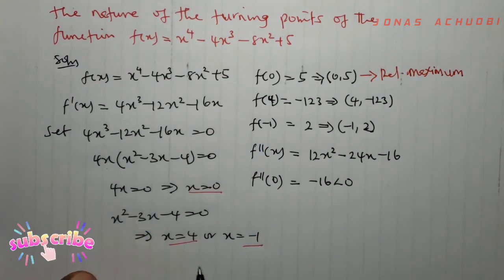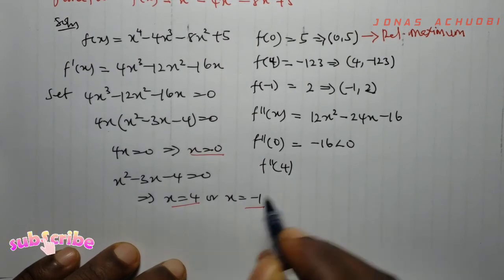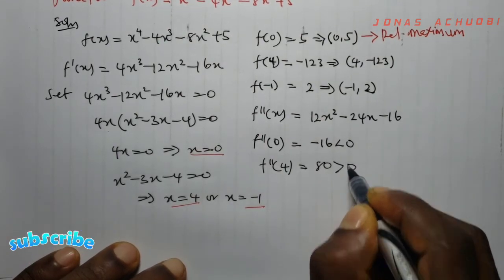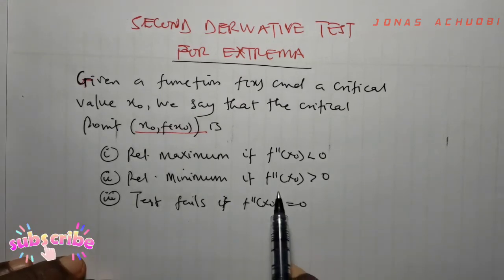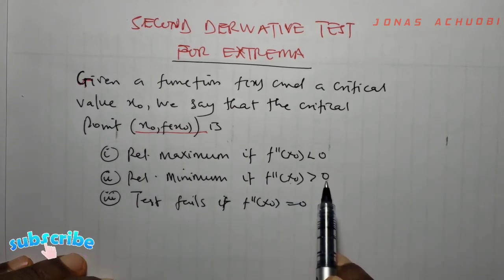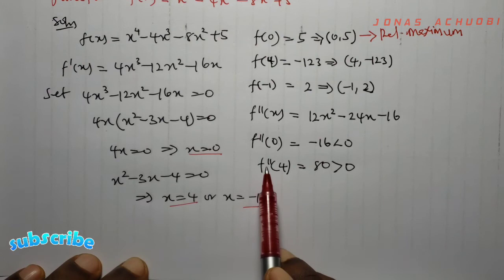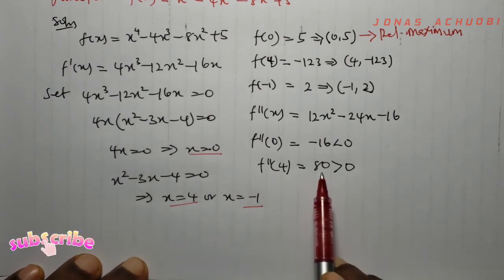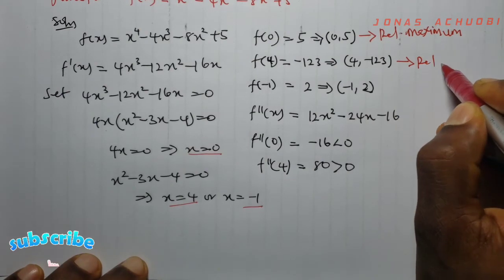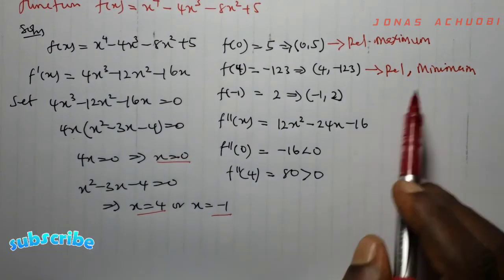We now check what happens also at the second critical value. f double prime at x equal to 4 gives us, if we substitute 4 into the second derivative function, 80. And 80 is greater than 0. Again, we had said earlier that if the second derivative at a particular critical value is positive, it makes the critical point a relative minimum. And here we have that the second derivative at x equal to 4 is 80, and 80 is positive. So it makes the critical point a relative minimum, or what we call a local minimum.